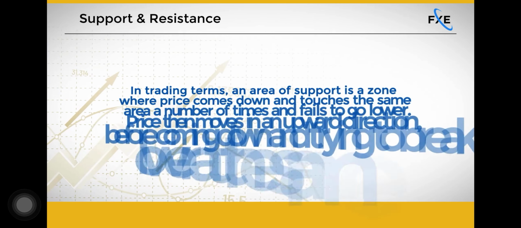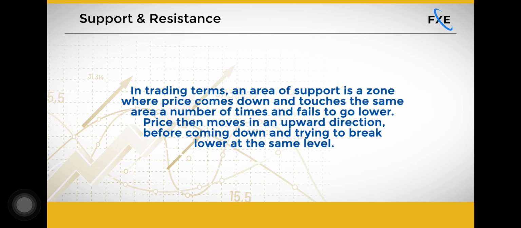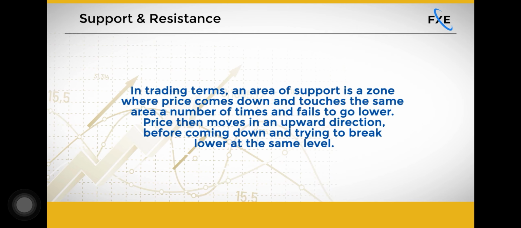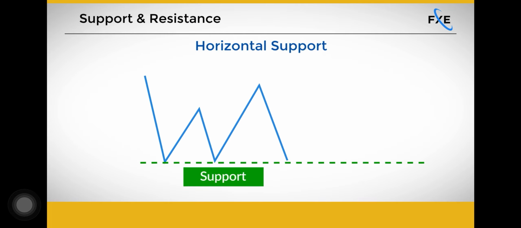In trading terms, an area of support is a zone where price comes down and touches the same area a number of times and fails to go lower. Price then moves in an upward direction before coming down and trying to break lower at the same level. Two touches of the same area gives confirmation that the level is strong and may provide further support into the future. The image that we can see on the screen shows a horizontal green line that is labeled support, and you can see how price has come down a number of times and bounced off it.